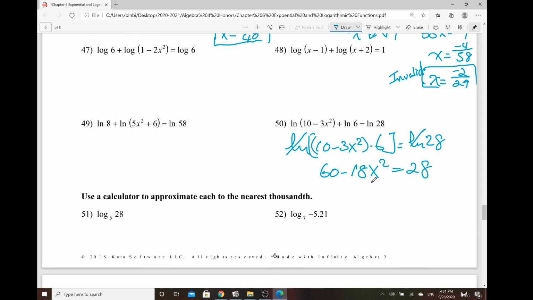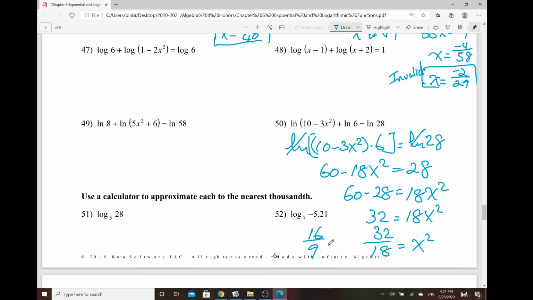Okay, making sure that this one is all correct. It is. And then swap those terms. So we do have 60 minus 28 equals 18x squared. So 60 minus 28 is 32, so 32 equals 18x squared. So 32 over 18 equals x squared. And then reduce: divided by 2 top and bottom, we have 16 over 9 equals x squared. For those wondering, quadratic, square root, 2 solutions. So we do have plus minus 4/3.